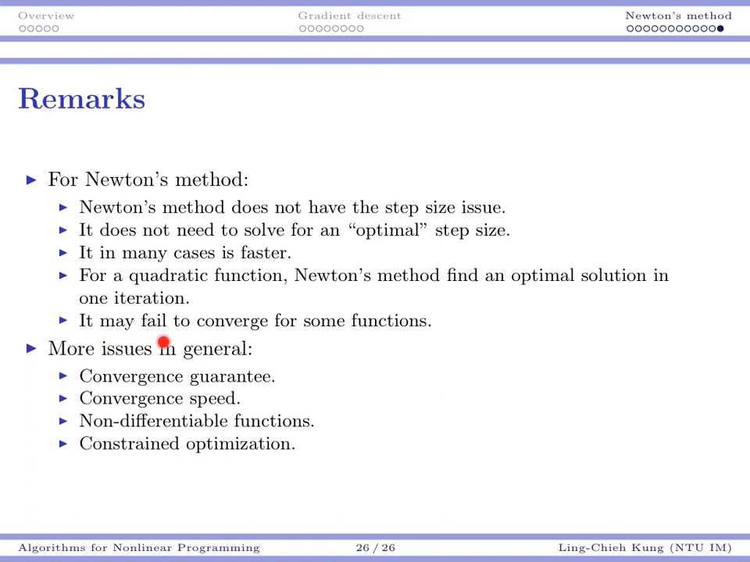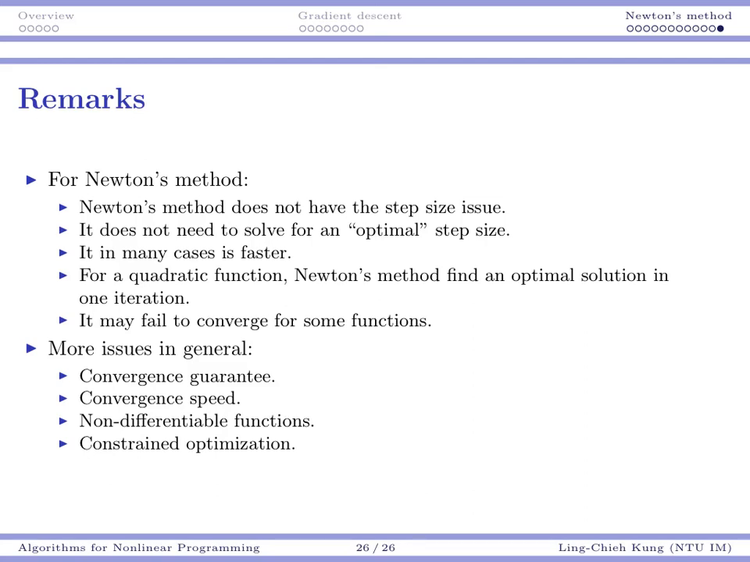However, it may be possible that we fail to converge for some functions. In particular, we may move too far, and then go back too far, move too far, go back too far. So it's possible to construct some examples where Newton's method fails to converge. That's the dangerous part about Newton's method.